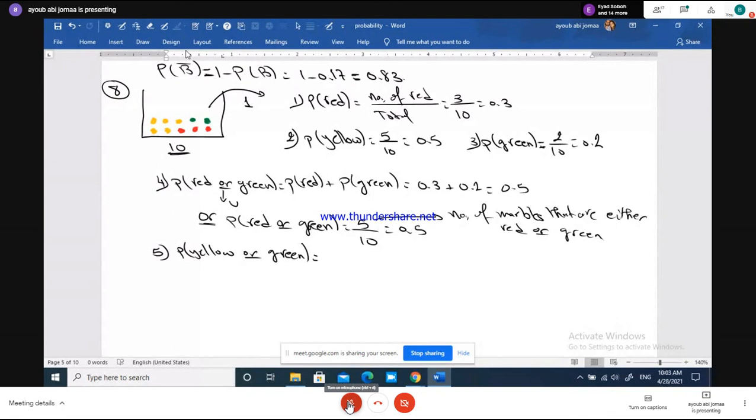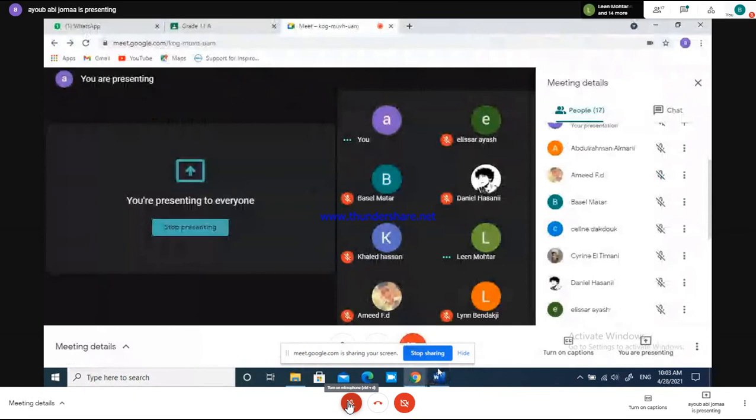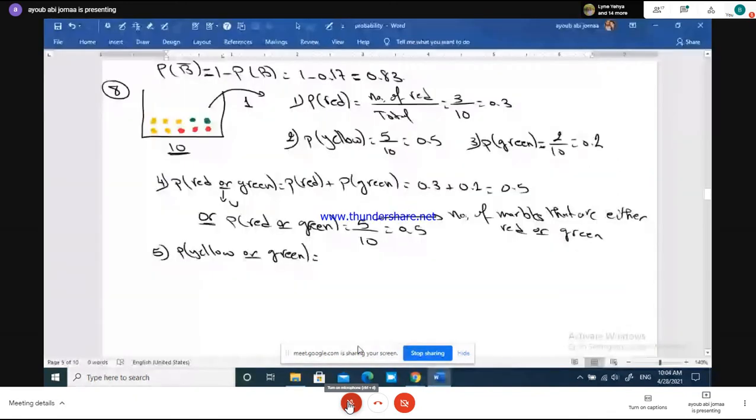The last one before we take a short break. Serine, yes. Probability of yellow or green is 7 over 10, which is 0.7. Thank you. Do you have any questions? Any questions?